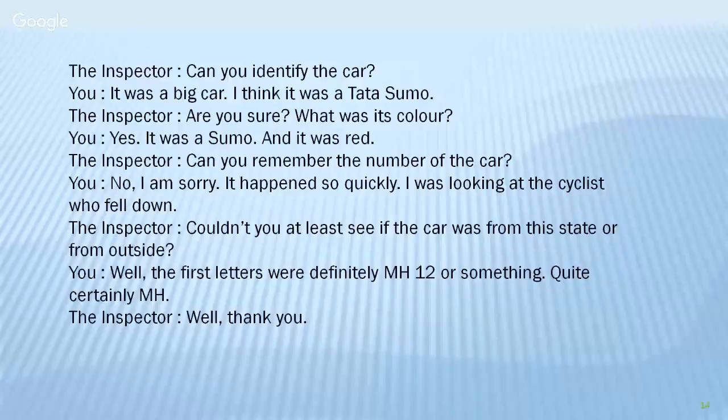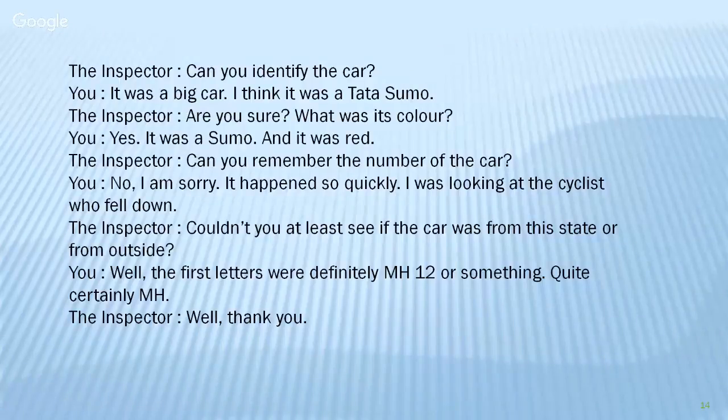Inspector: Are you sure? What was its color? You: Yes, it was a Sumo. And it was red. Inspector: Can you remember the number of the car? No, I'm sorry. It happened so quickly. I was looking at the cyclist who fell down. Inspector: Couldn't you at least see if the car was from this state or from outside? Well, the first letters were definitely MH12 or something. Quite certainly MH. About 12 I'm not very sure, but MH was definitely there. Inspector: Well, thank you.